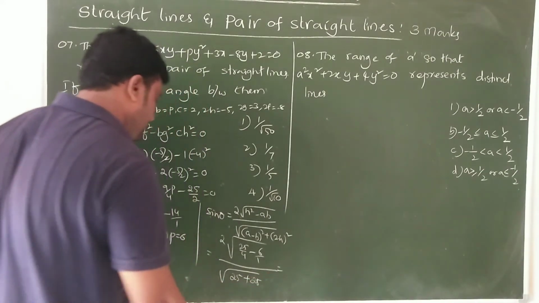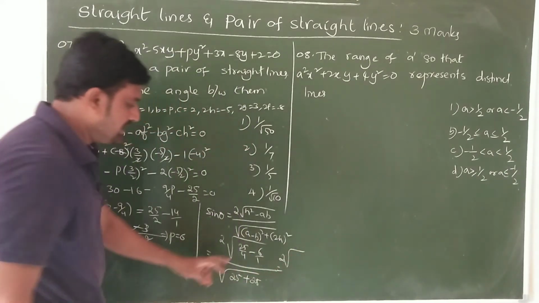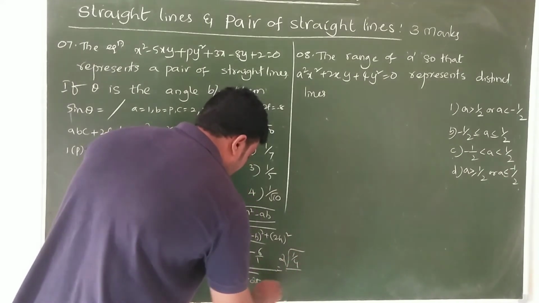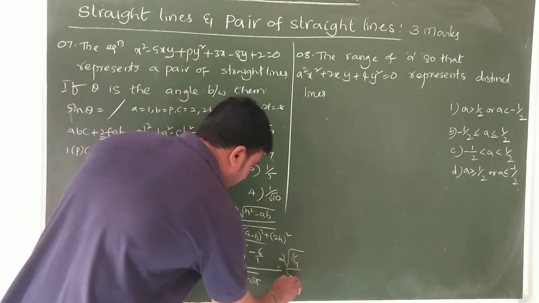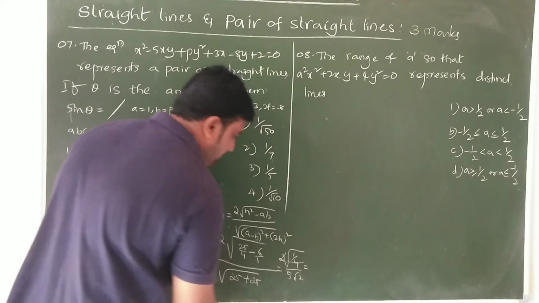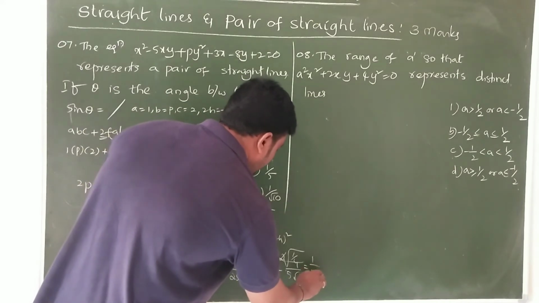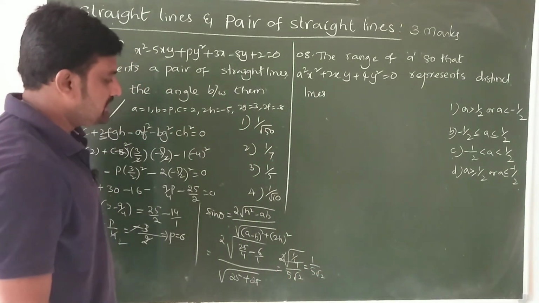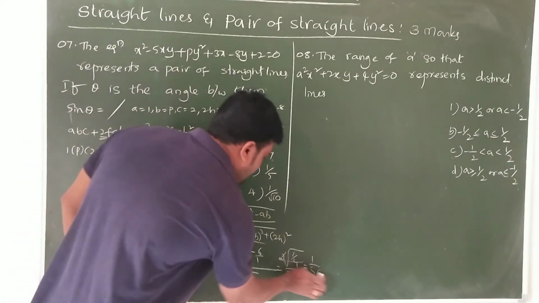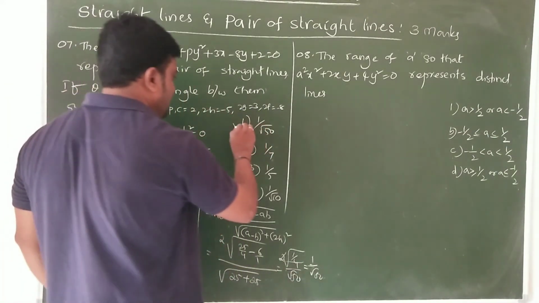Then that equals, with more simplification, 2 into under root of 25 minus 24 by 4, all over root 2 into 25, which is 5 root 2. Then the 2 gets cancelled, it is root 4, so this becomes 1 by 5 root 2, which is 1 by root 50. Which option? Already we have 1 by root 50, so 1 by root 50 is our right option, the first one.